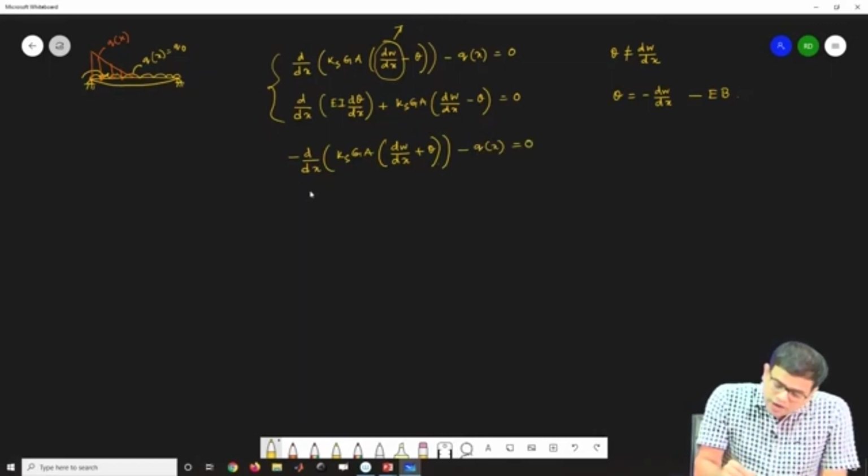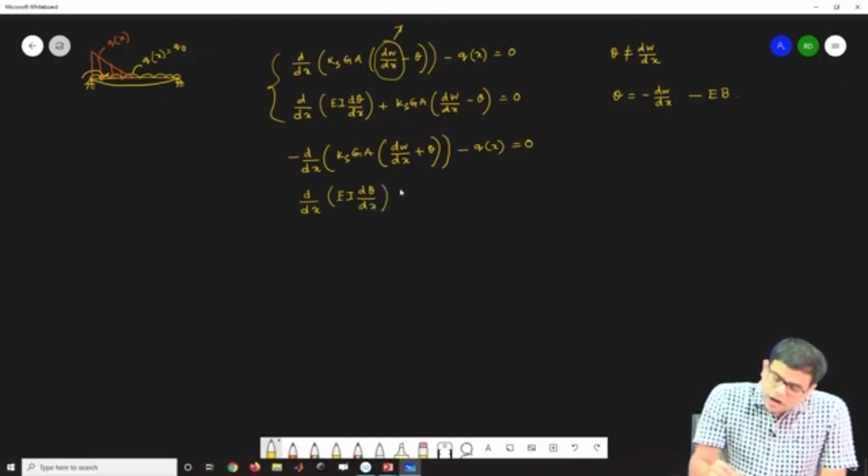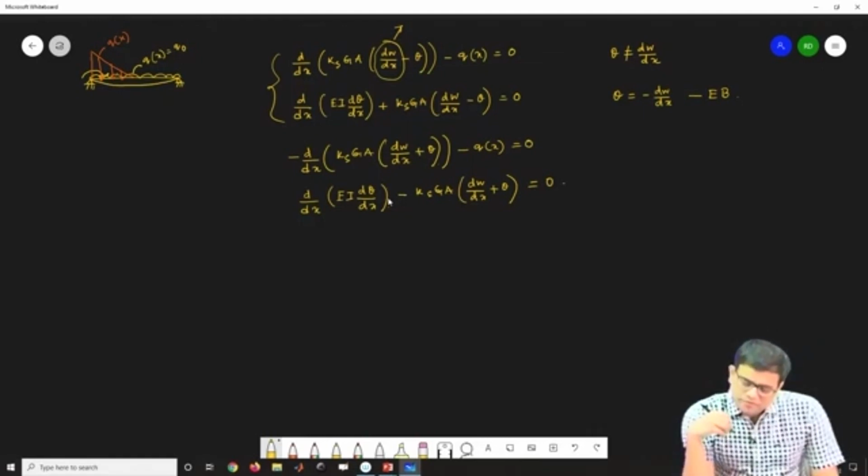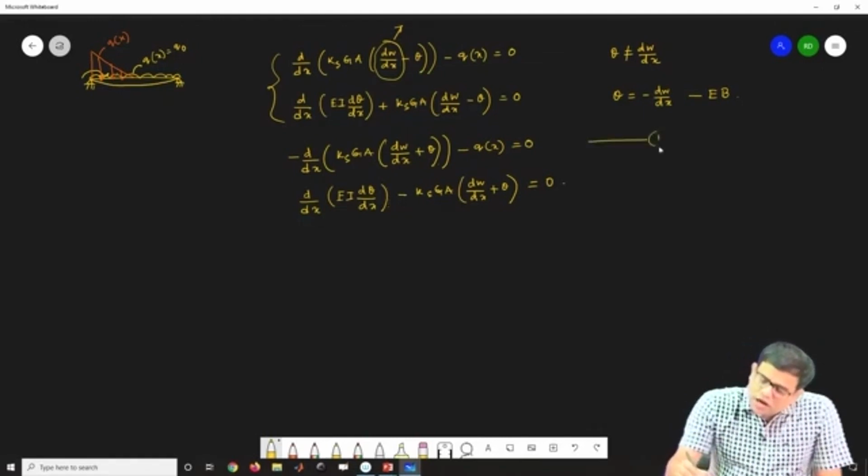Now if I take this into consideration, that is d/dx of EI d theta dx, minus Ks G A into dw dx plus theta equals to 0. So naturally these two equations we have.